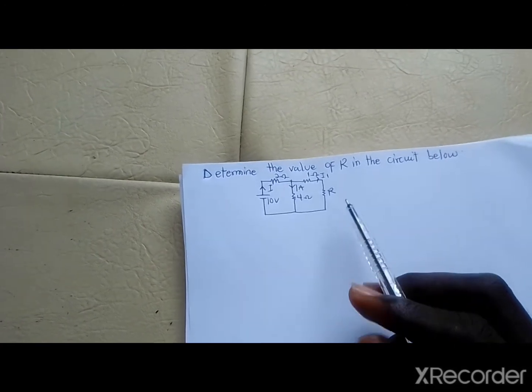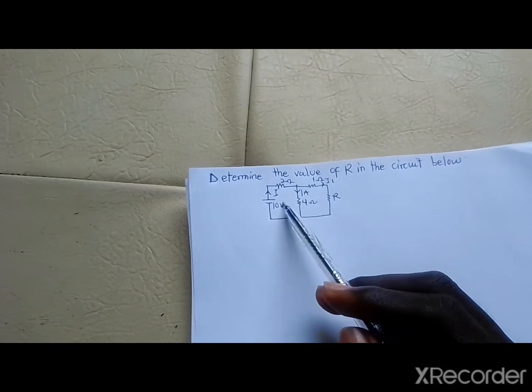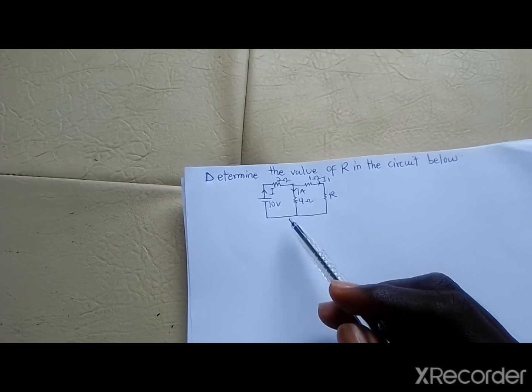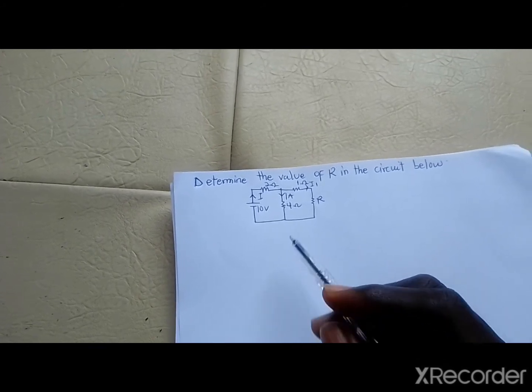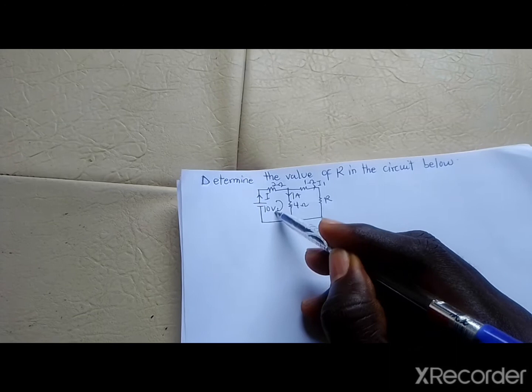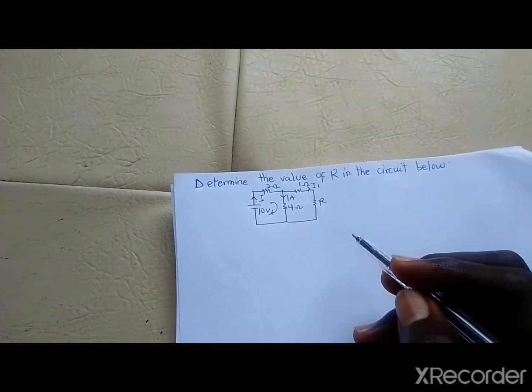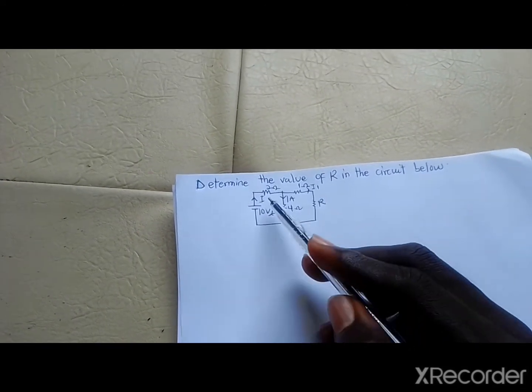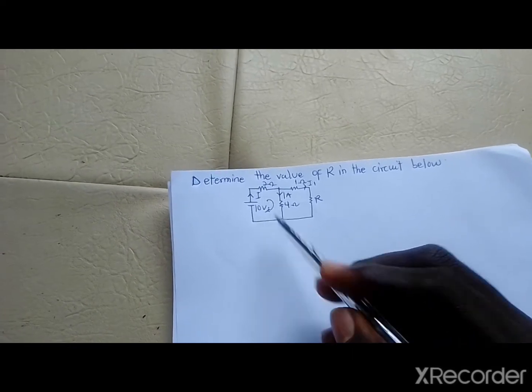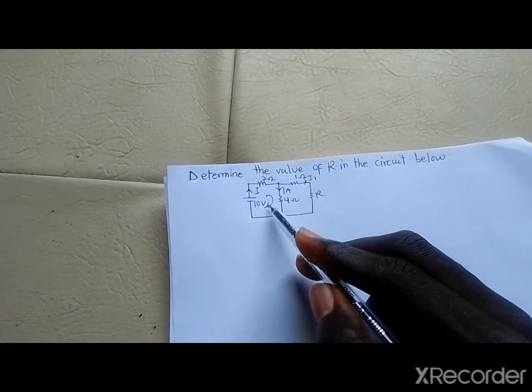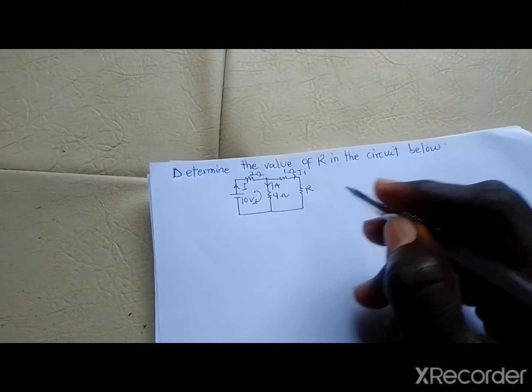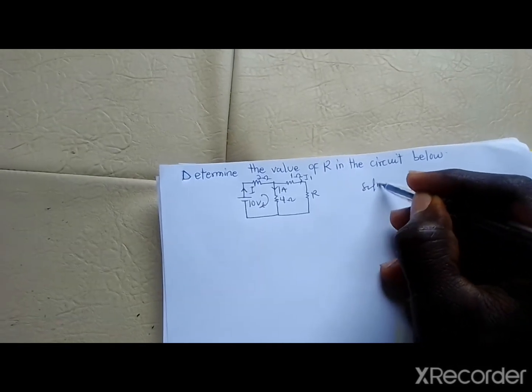So from here we can take a loop, that is applying Kirchhoff's voltage law, KVL. So taking a loop here, KVL will say that the sum of all the voltage drops in a loop is equal to the source voltage. So the source voltage in this loop is 10 volts. So this is our solution.